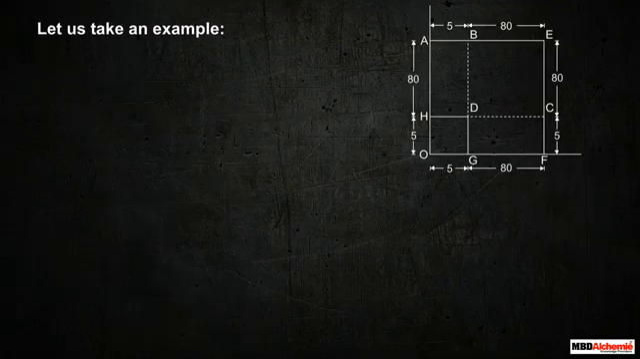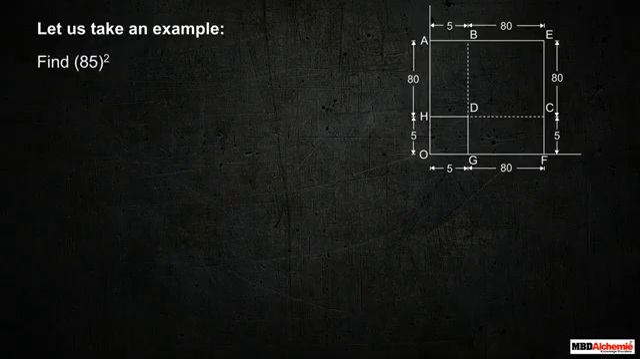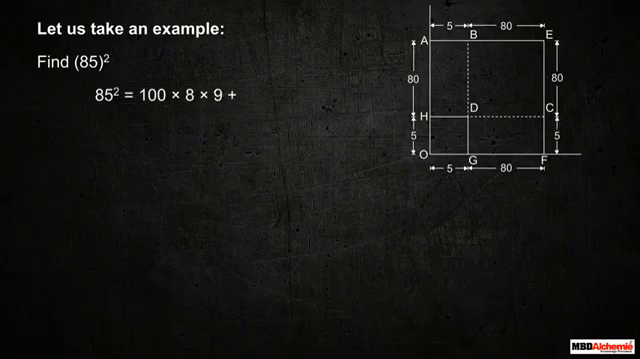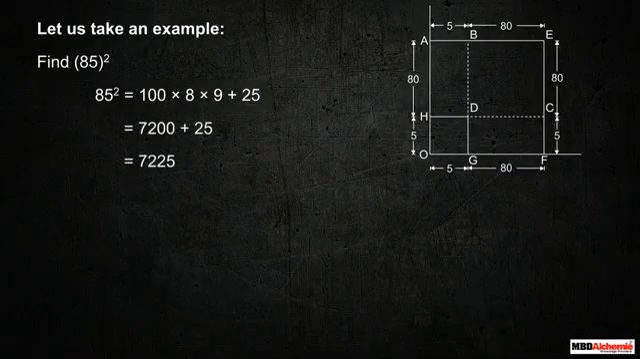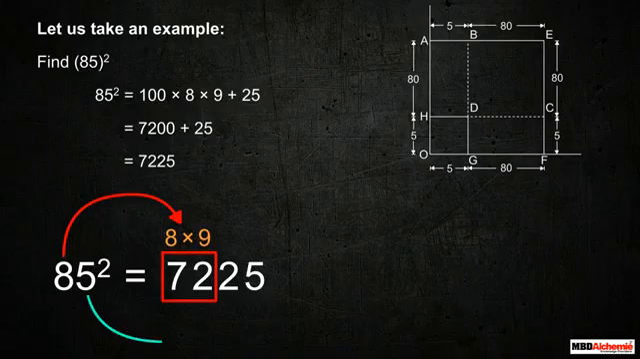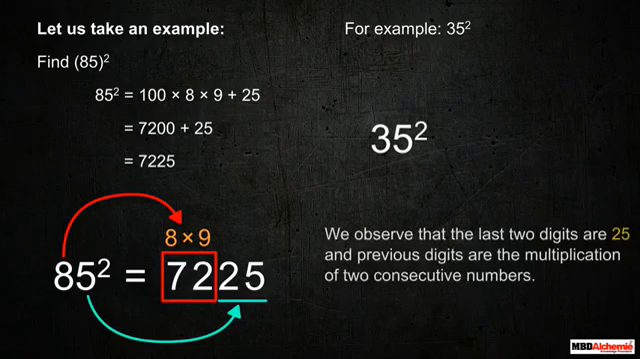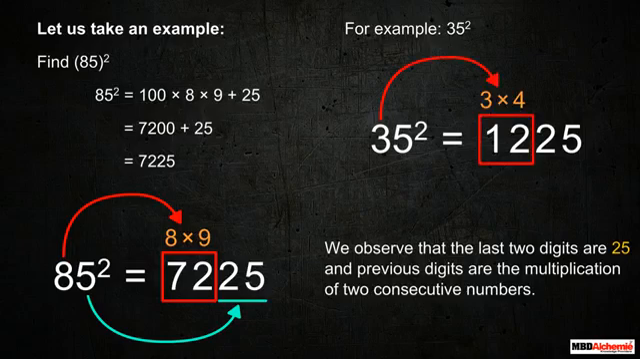Let us take an example to find the square of 85. By applying the above trick, we write the square of 85 as 100 into 8 into 9 plus 25, as here x is 8. In 7225, we observe that the last two digits are 25 and previous digits are multiplication of two consecutive numbers, 8 and 9. We observe that the last two digits are 25 and previous digits are multiplication of two consecutive numbers.